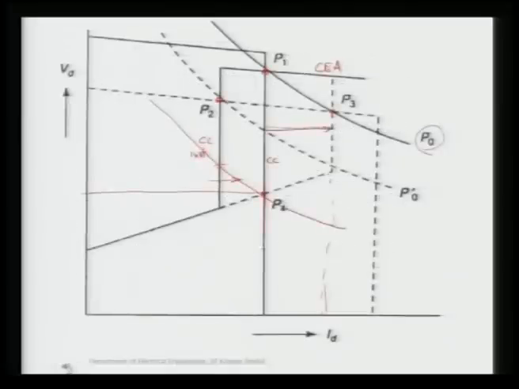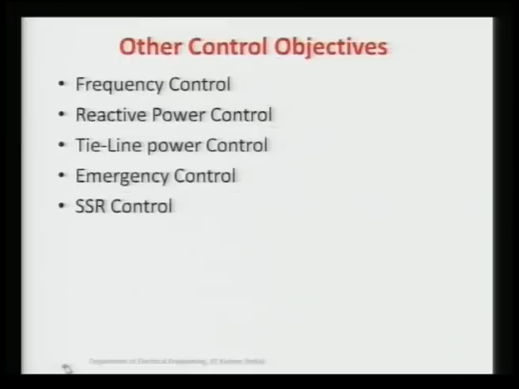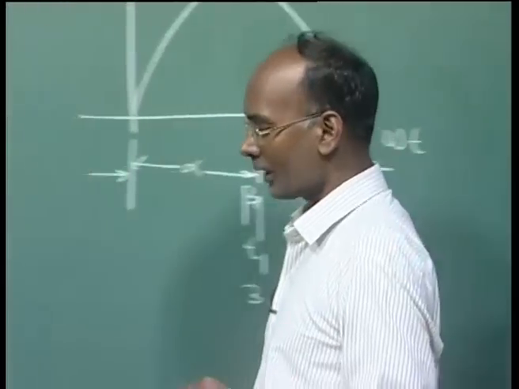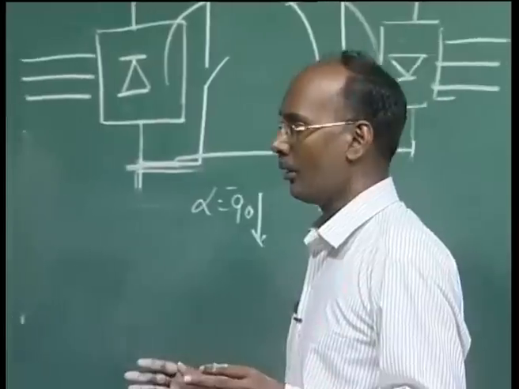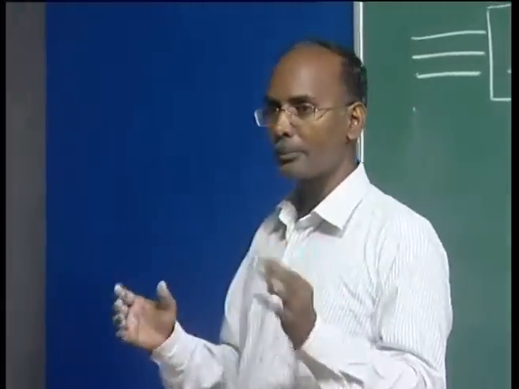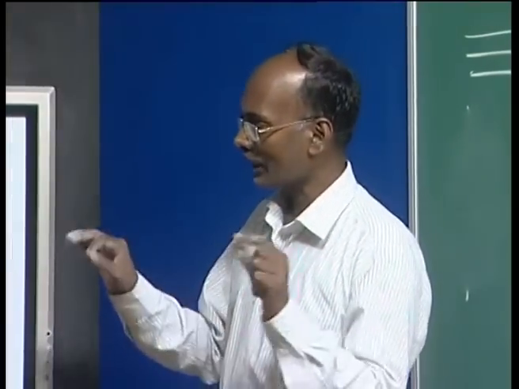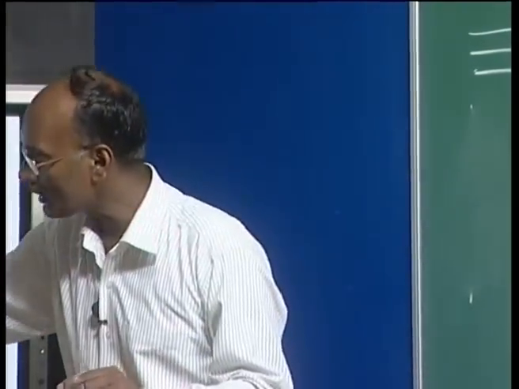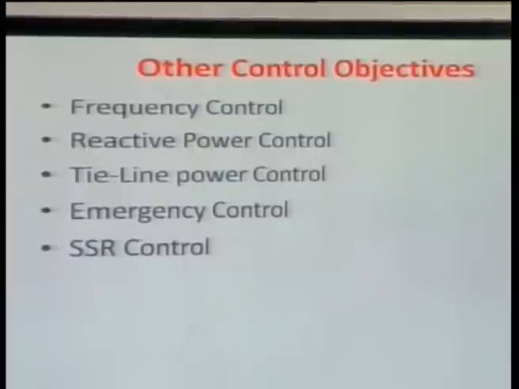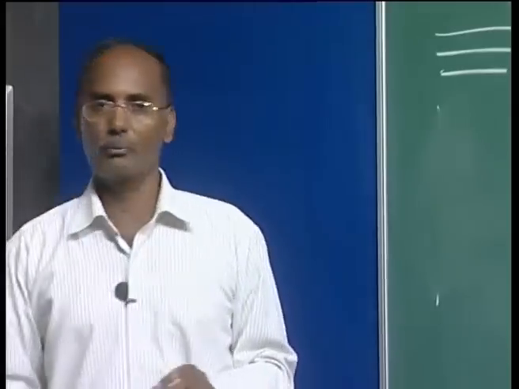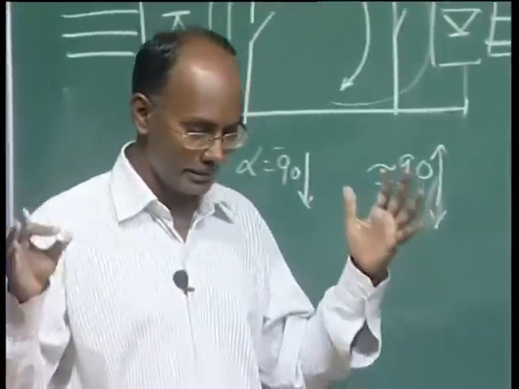So, I already discussed this one. Now, the other control objectives of this whole HVDC link: we can control the frequency to a limited extent, and we can control the reactive power again to a limited extent. We can control the tie line power with the full power, that is up to you. You can use this HVDC link for emergency control as well, and we can also use it for subsynchronous resonance control.